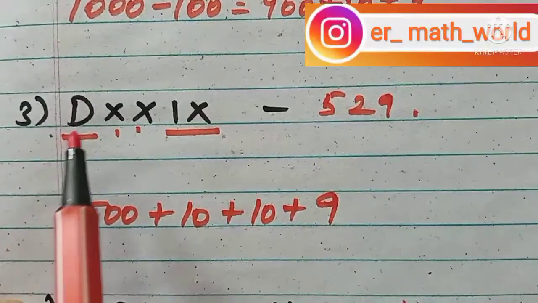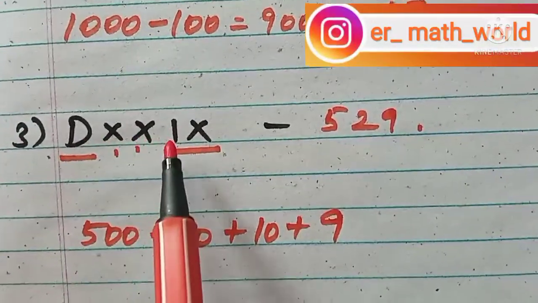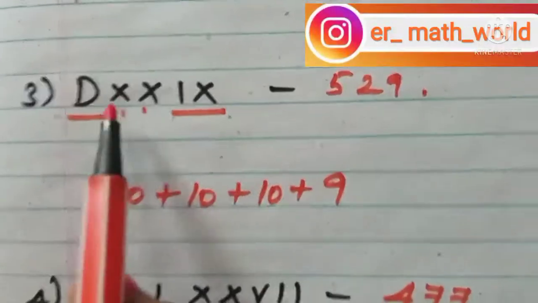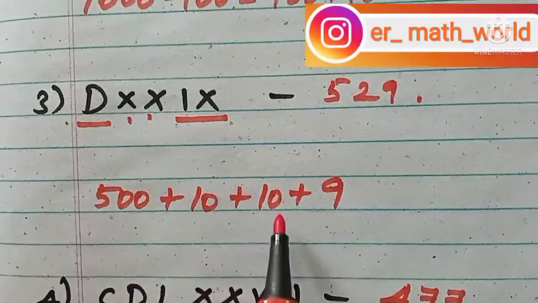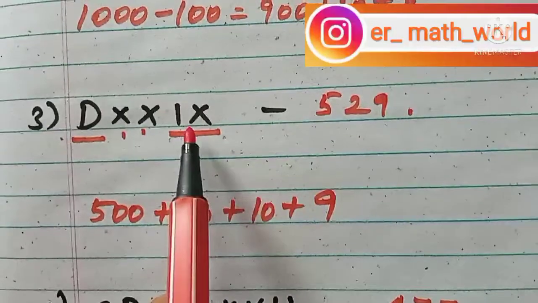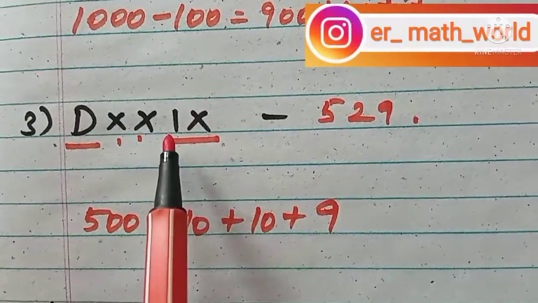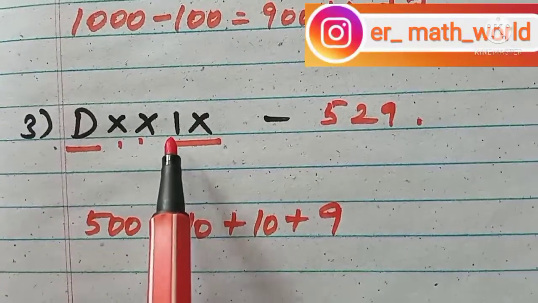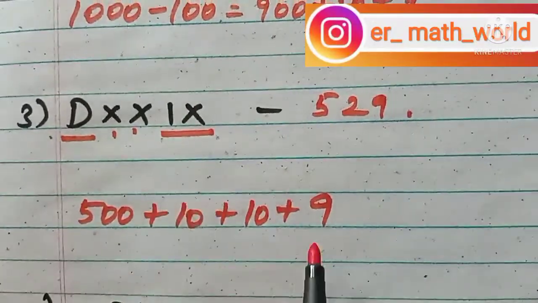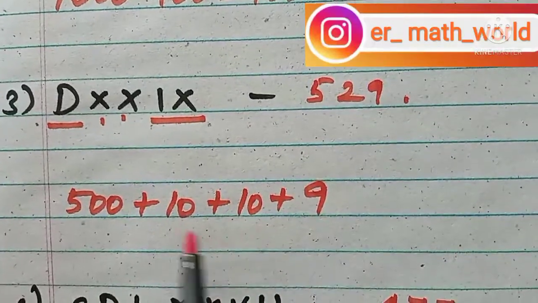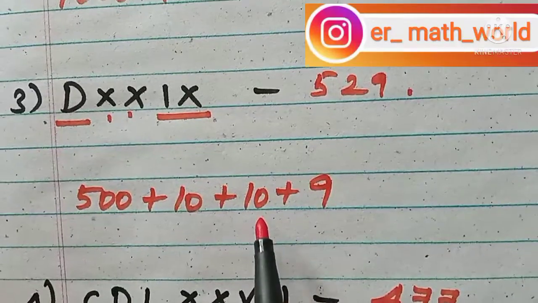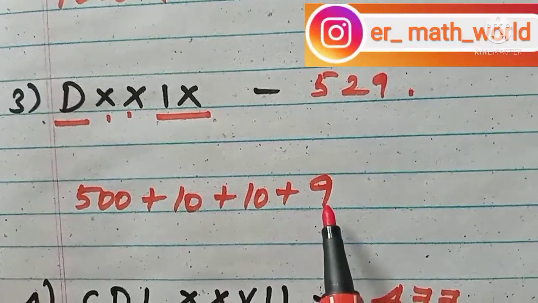Example: DXXIX. Now we know the value for D is 500. X is 10. Another X is 10. Finally I have to change this IX. I came before the X. We know the value for X is 10 and I is 1. Where the smaller value comes before the higher value, you have to subtract. So 10 minus 1 will give you 9. That's all. Finally you have to add: 500 plus 10, 510. 510 plus 10, 520. 520 plus 9 will give you 529.